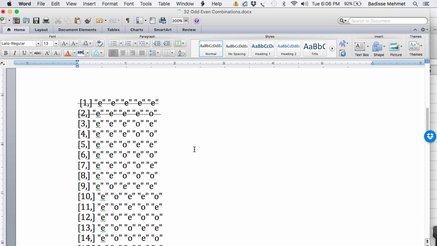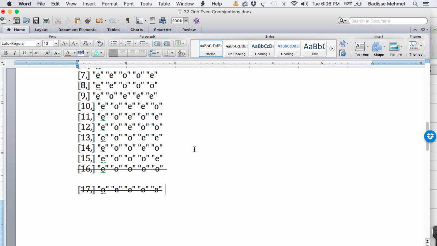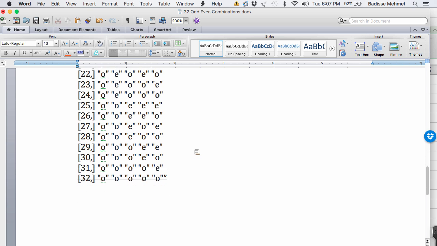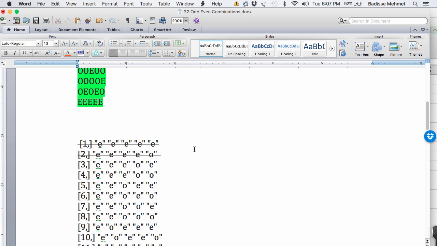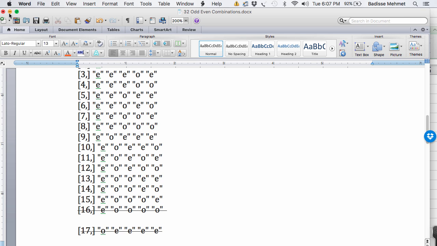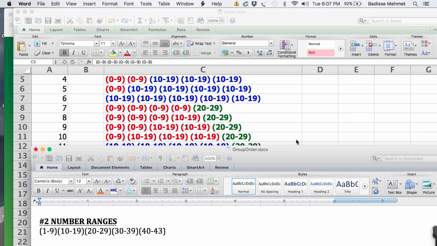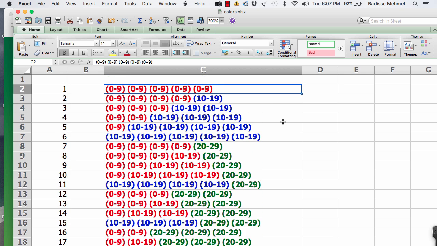Anyway, here are the odd even patterns. See that? There's 32 of them. See how half of them are odd, and the other half are even? This is an odd even pattern. Then this is the group pattern. They work together. How many people do you think of this?